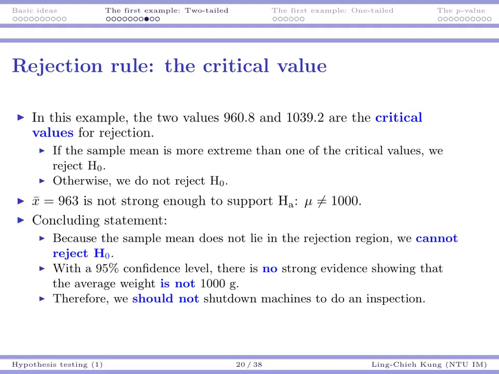One very important thing is that we should say there is no strong evidence showing that the average weight is not 1000. Okay? We cannot say there is a strong evidence showing that the average weight is 1000 grams. Okay? You know the two things are different.